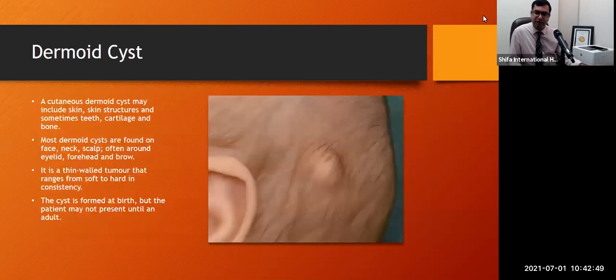Dermoid cyst, very common in young children, and can include other structures, anything, teeth, cartilages, skin structures, and they always need to be excised. And they are usually small but present at birth.